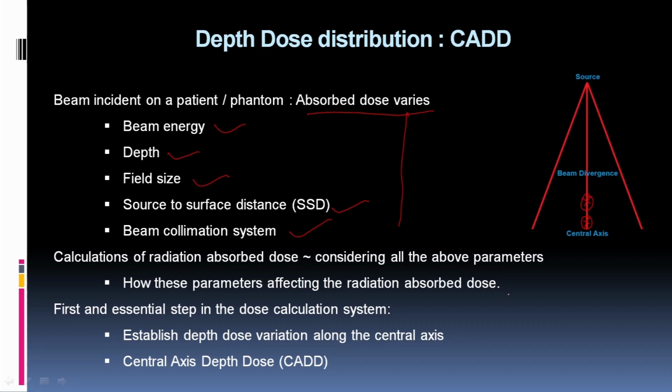We need to establish a relation. The first and essential step in a dose calculation system is to establish the depth dose variation along the central axis. This is the beam divergence, and this is the central axis. This is the essential first step to calculate or model the dose distribution, and these parameters are known as central axis depth dose parameters. Today we are going to discuss all these parameters one by one.